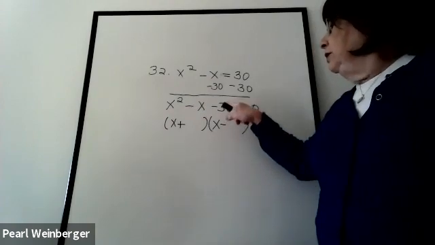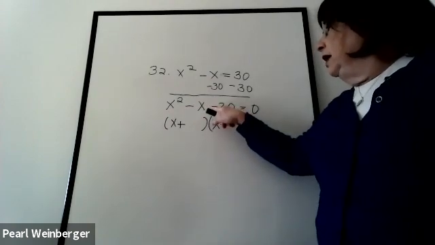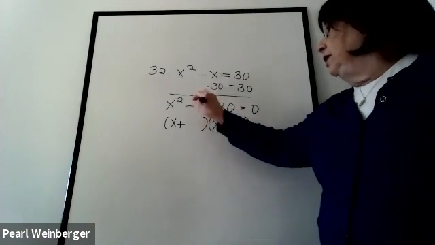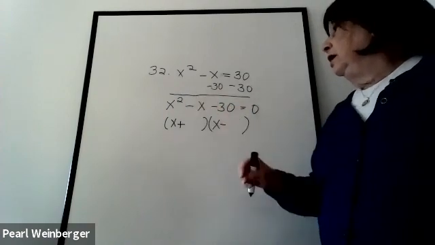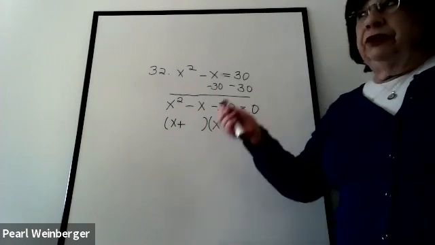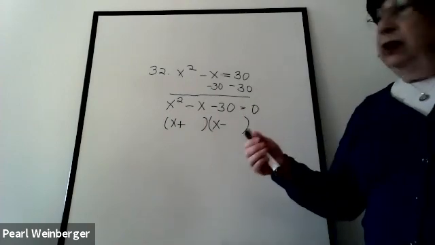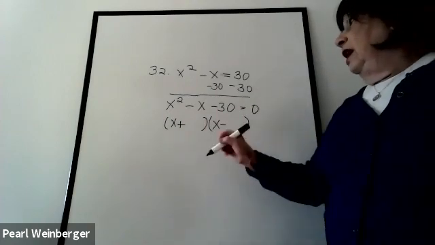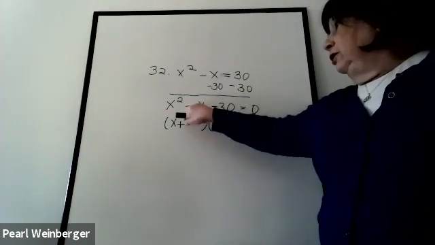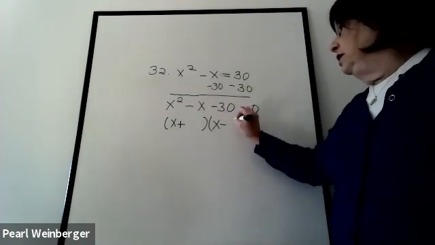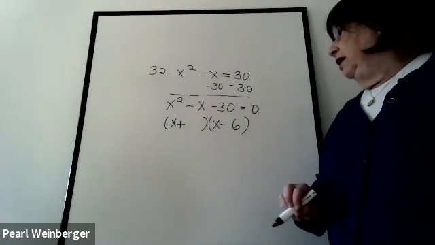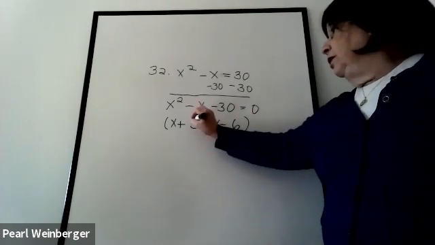And I need numbers that multiply to 30, but when I subtract them, they're going to equal, remember, this is understood to be a 1. Well, numbers that multiply to 30 but subtract to 1 are 5 and 6. And since the middle term is negative, the larger number, the 6, is going to go with a negative, and the 5 is going to go with a plus.